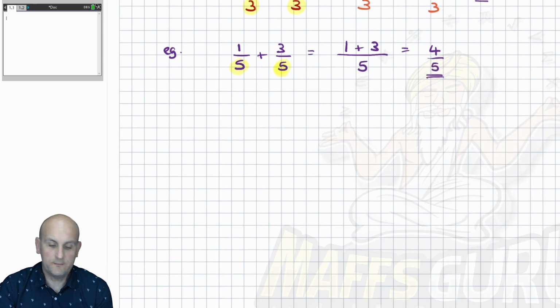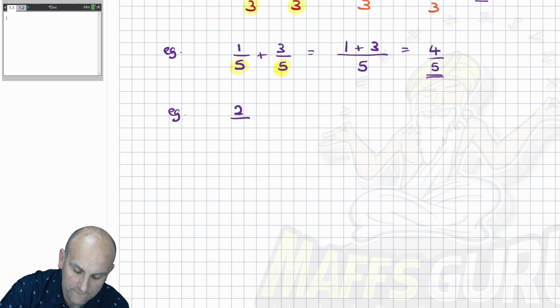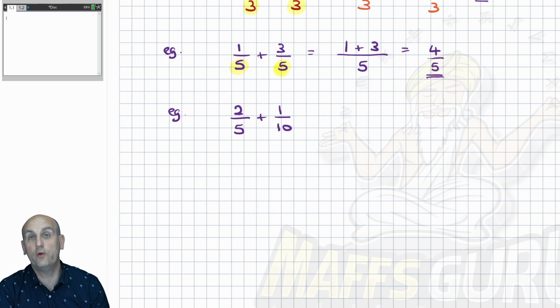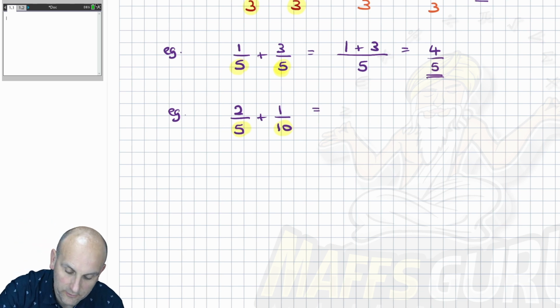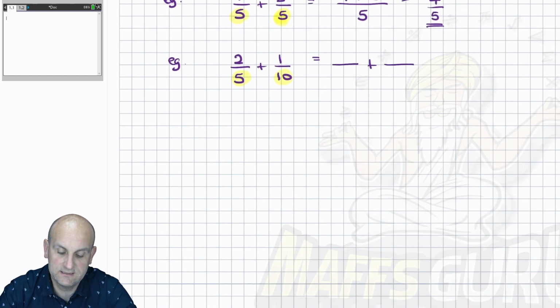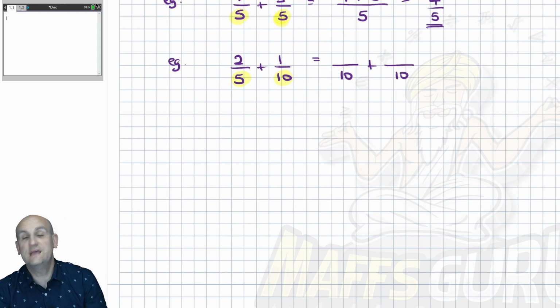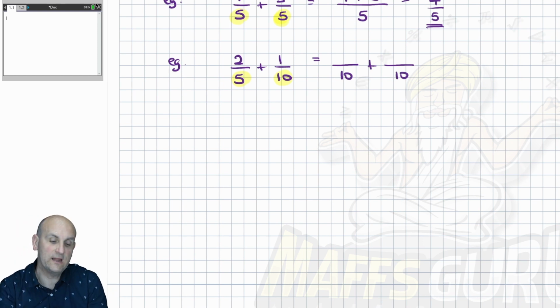Now, obviously, life becomes a little bit more interesting when the bottoms aren't the same. So, for example, if I had 2/5 and 1/10, they are not the same. Yes, that 5 and that 10 is not the same. We can only add them when they are the same. And generally speaking, we always want to make the bottoms the same number. And it's normally the higher number if it can. So in this particular instance, I'm going to try and make both of them have 10s on the bottom, because then I can add them together. We can only add and subtract when the bottoms are the same.